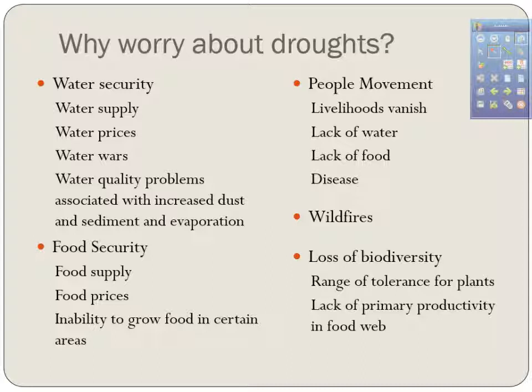Food security, which is the food supply and the prices, inability to grow food in certain areas. The people movement is a big deal. So they're following water, they don't have food, they don't have access to clean water, which increases disease. Jobs related to water, increased drought, increases wildfires, then you have loss of diversity because the plants and the animals don't have water, so you have this whole network chain reaction thing going on.